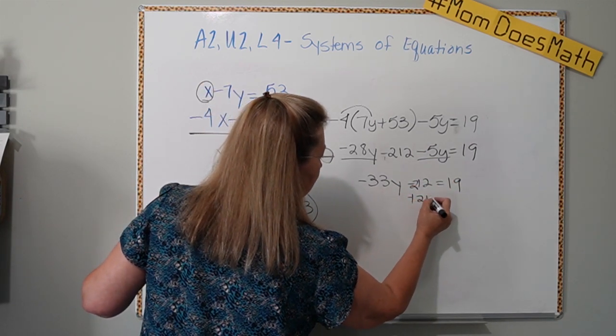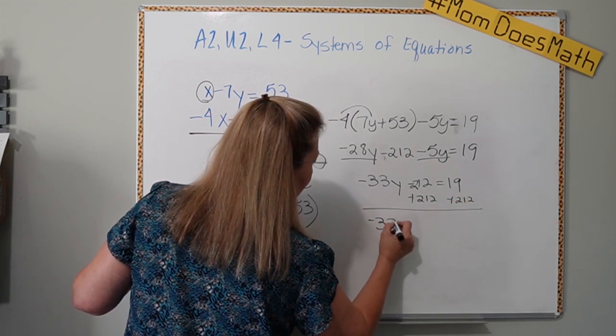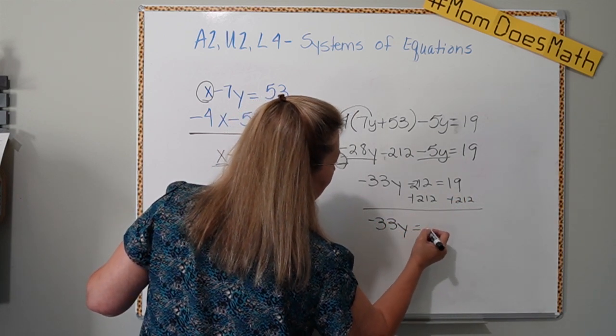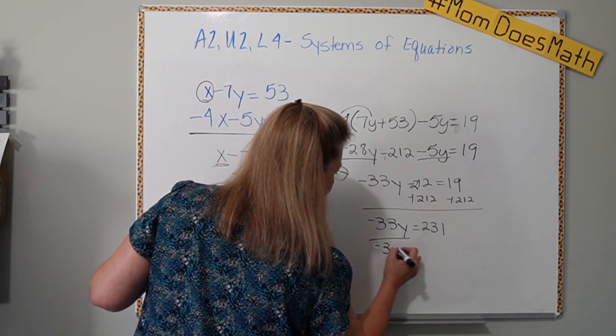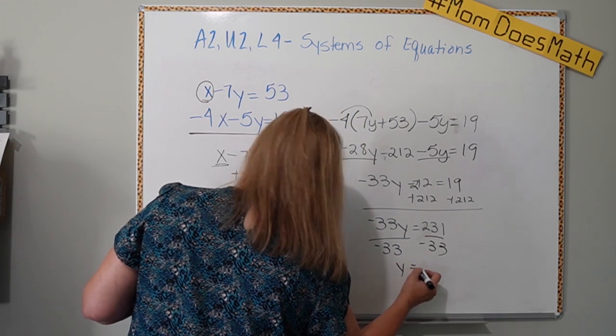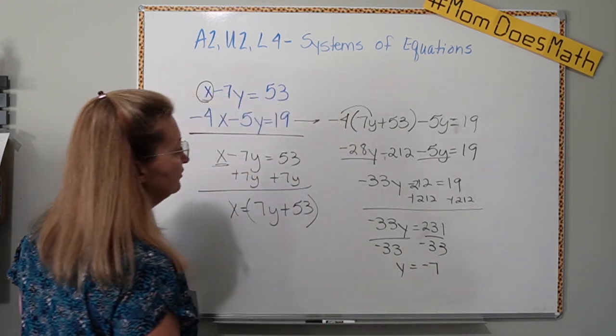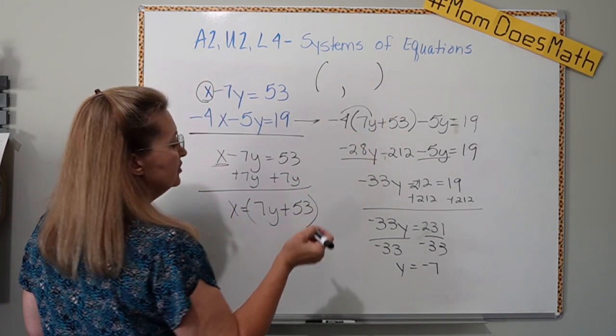Now, combine terms, negative 28y minus 5y is negative 33y minus 212 equals 19. Add 212 to each side. Negative 33y is equal to 231. And then divide both sides by negative 33. And y is equal to negative 7. Okay, that gives you one of the numbers in your ordered pair.